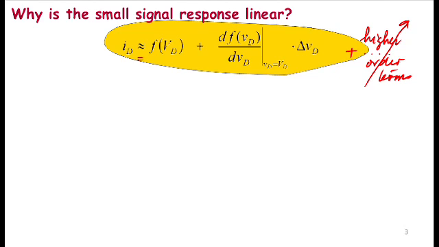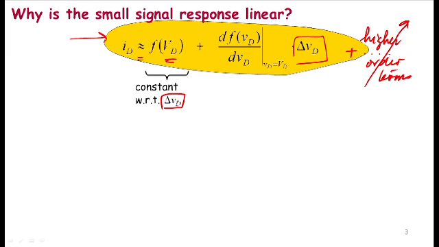So let's stare at this expression, at this equation here. What do you see that is interesting about it? First of all, notice the first term, f of capital VD. So VD is a DC value. It's a fixed DC value. It's not changing with time. So right there, you notice that it is a constant with respect to delta VD. So delta VD can change all at once, but capital VD is fixed. So this first term is a constant. Okay, so that's the first thing you observe.